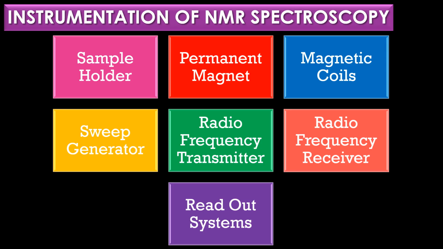Instrumentation of NMR spectroscopy. The instrumentation of NMR spectroscopy contains 7 parts. They are sample holder, permanent magnet, magnetic coils, sweep generator, radio frequency transmitter, radio frequency receiver, and readout systems.